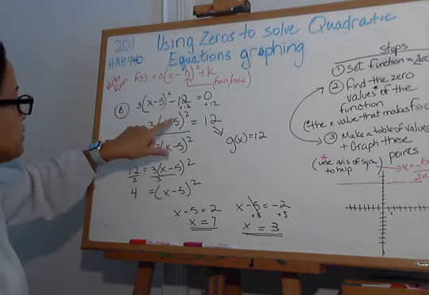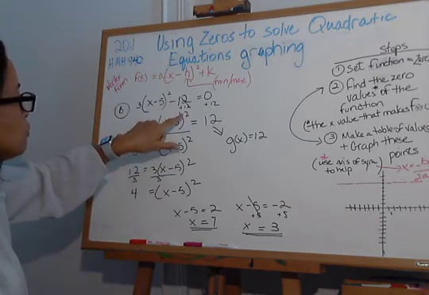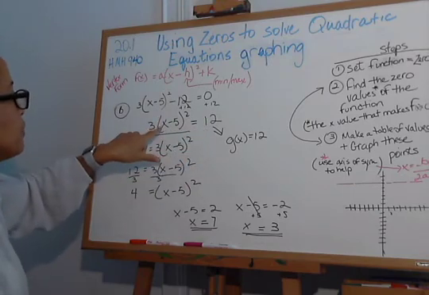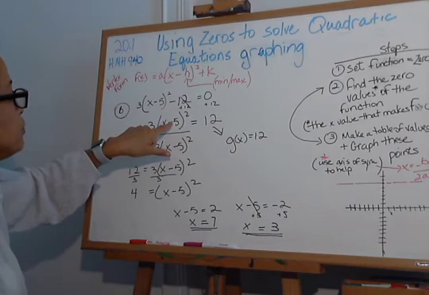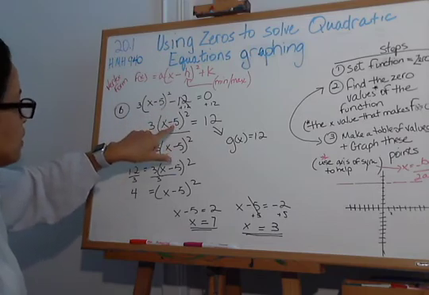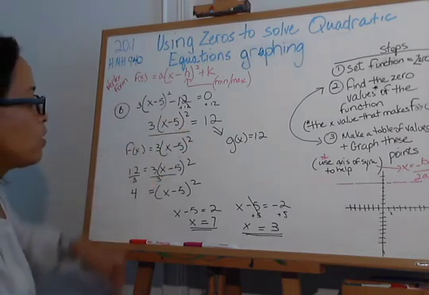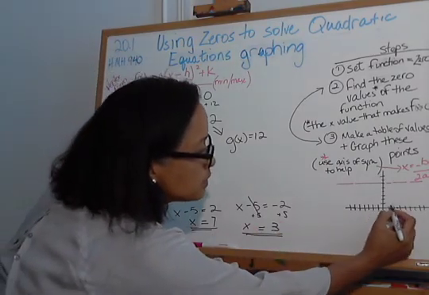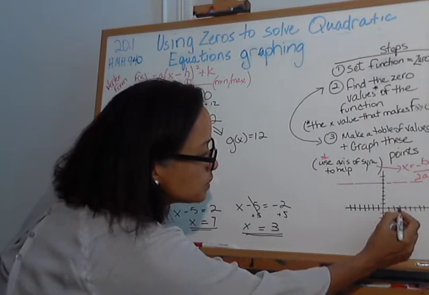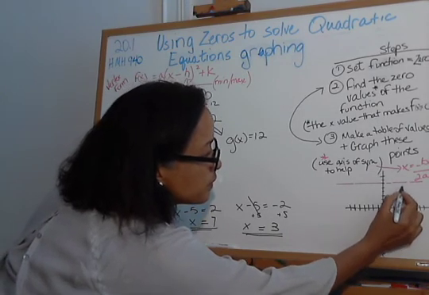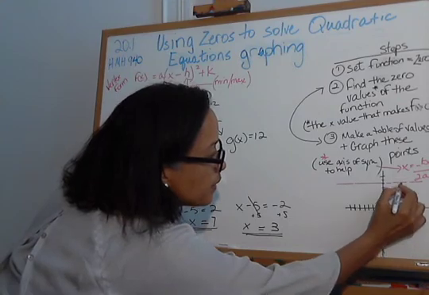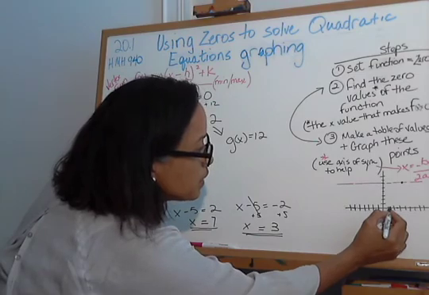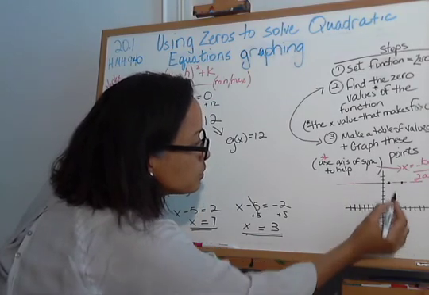So 7 minus 5 is 2. 2 squared is 4, and 4 times 3 is 12. Yes. 3 minus 5 is negative 2. Negative 2 squared is 4. 4 times 3 is 12. That's great. So I know when x is 7, so I have 2, 4, 6, 7, then y is 12. And I know when x is 3, y is also 12.